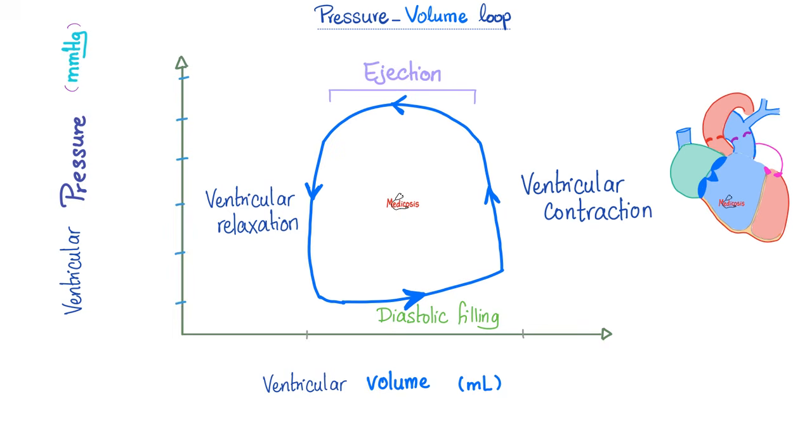Because pressure is here, volume is here. It's easier to look at the volume first. As the volume increases from here to here, do you think this is systole or diastole? If the volume of the ventricle increases, of course this is diastole.